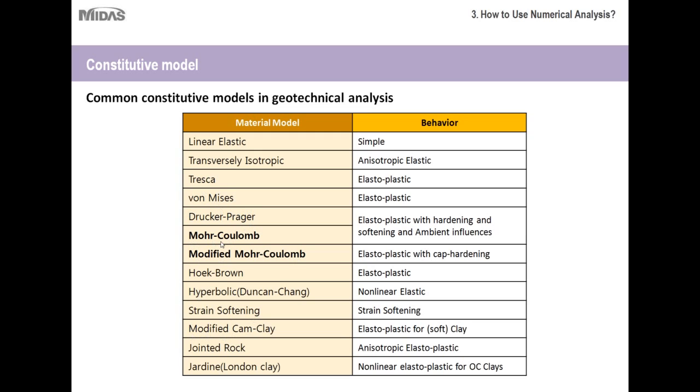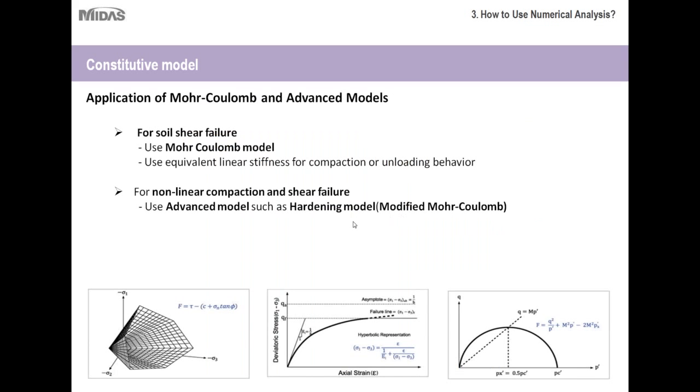But the reason I have these two constitutive models in bold here, the Mohr Coulomb and the modified Mohr Coulomb, is just because these constitutive models especially are used very commonly, especially for shorter excavation type projects. What they do is they're for elastoplastic with hardening and softening and ambient influences, and then the modified Mohr Coulomb is used for elastoplastic with cap hardening. So let's discuss these two constitutive models in further detail now.